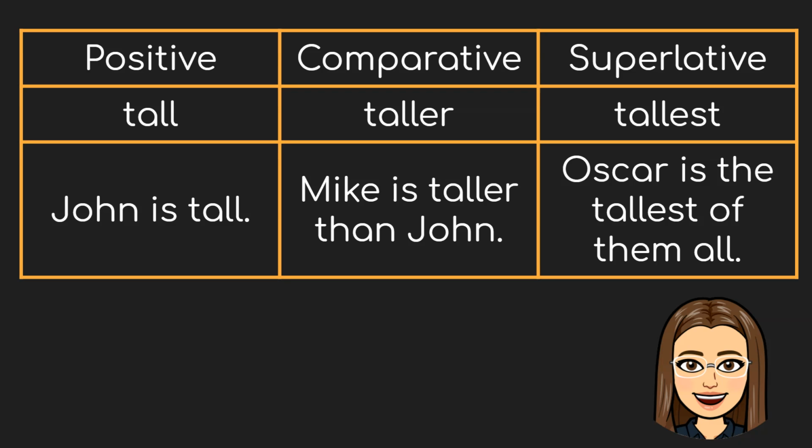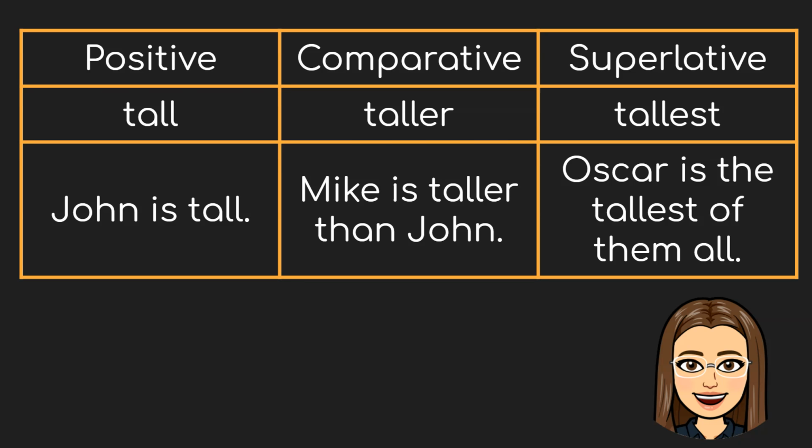For the comparative degree, we have the sentence, Mike is taller than John. For this one, we are comparing two names, which are Mike and John. And for our superlative degree, we have the sentence, Oscar is the tallest of them all. For this one, we are comparing the name Oscar to everybody.